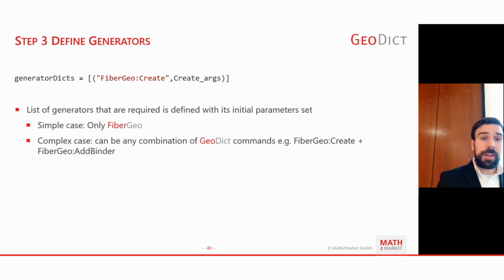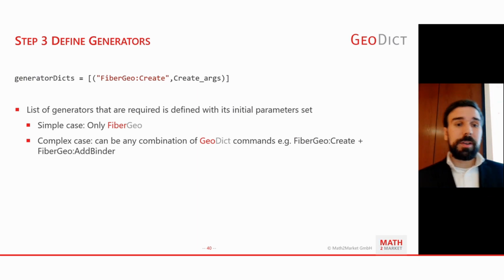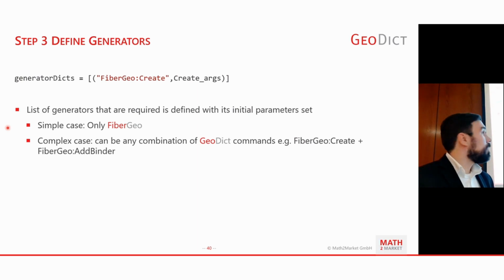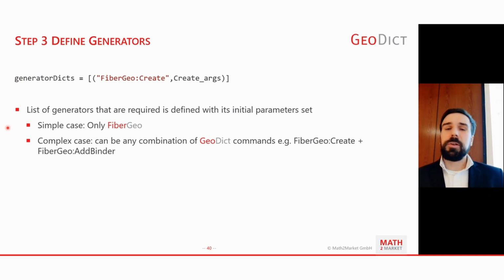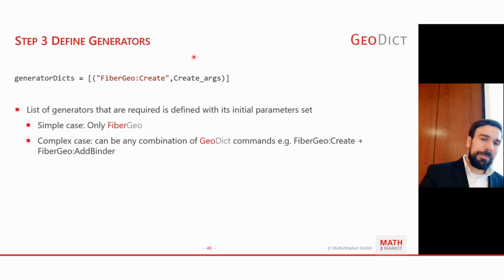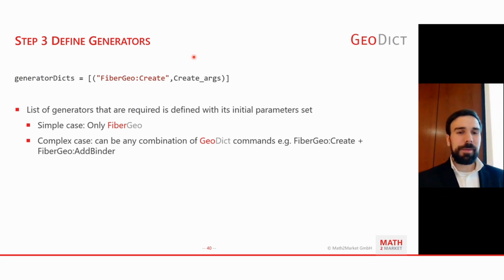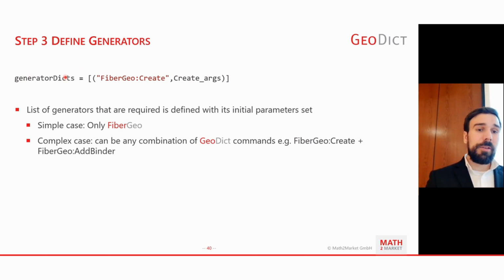Well, the first step in the app that is kind of most important is to set up our generators. That means all the functions we need to evaluate in each iteration of the optimization loop to create our structure and measure whatever targets we want to optimize. So in this case, I will go through a bit of a simplified version where we only have one step to generate, and that's a FiberGeo run to create fibers in here. We need to define this generator dicts list of commands. So in this case, just the command and the arguments.